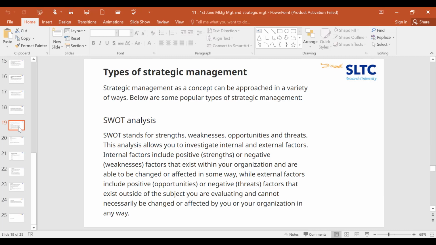Internal factors includes positive or negative factors that exist within your organization and are able to change or be affected in some way. සමහර විට negative employees ලා ඉන්න පුළුවන්. ඒක HR එක slow වෙන්න පුළුවන්. factory එකේ machine issues තියෙන්න පුළුවන්. These are weaknesses. So then weaknesses has to be converted into strengths. So that is part of strategic management.